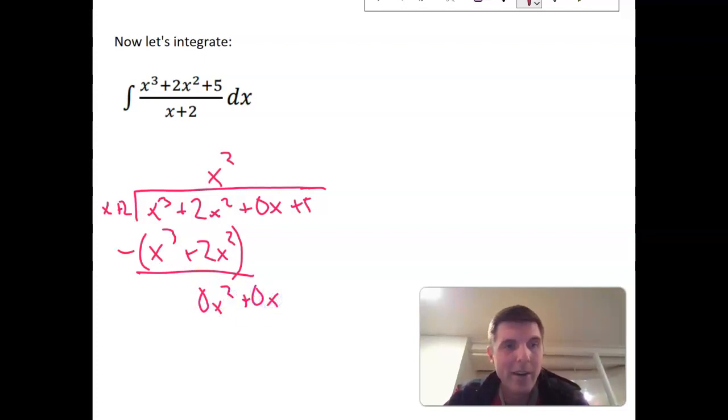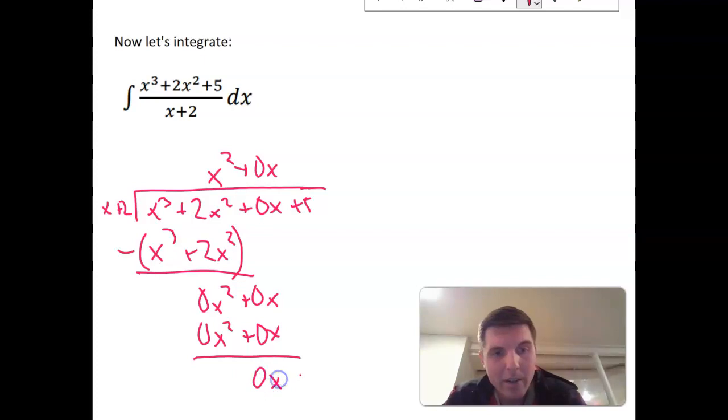So bring down the 0x. Well, this is just 0x. That's kind of boring. That's okay. It'll work out, I promise. Multiply 0x by both of those. Subtract again. It's still 0. So this looks weird. But when I bring the 5 down, x goes into 0x 0 times.